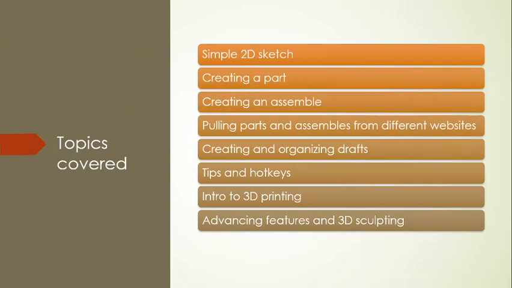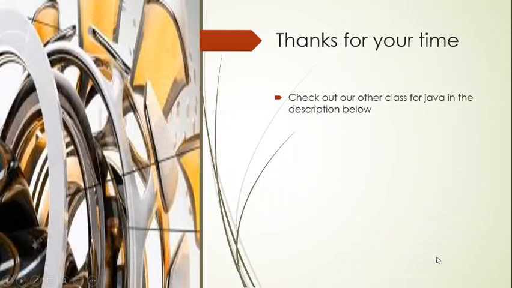This is going to be the topics covered. We'll be going from just a simple making a 2D sketch to creating a part, creating an assembly, pulling in assemblies, parts and assemblies from different websites, which is where you're going to see the FTC structure come in. We're also going to be creating and organizing drafts, tips and hotkeys, intro to 3D printing, and other advanced 3D sculpturing features that, as soon as I get around there, it's just going to be mostly advanced features. So even if you wanted to know more things afterwards, you can also ask those in the comments, and I'll be glad to accommodate you.